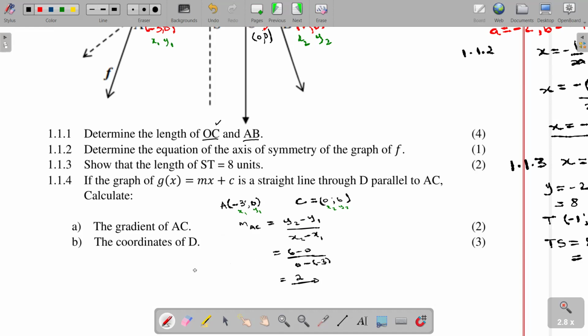Then the next question wants the coordinates of D. But take note, you are told that g(x) is equal to that, and that this line is parallel to AC. So we can conclude that the gradient of g(x), let's go.